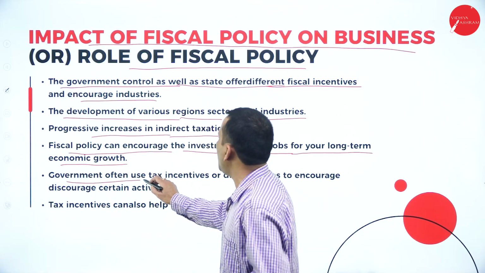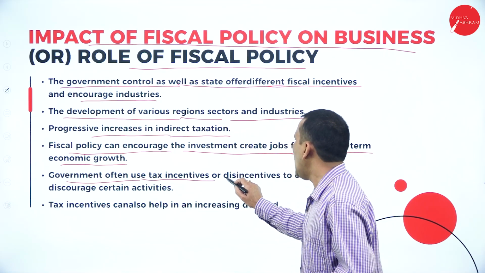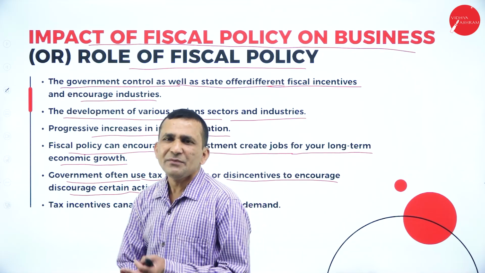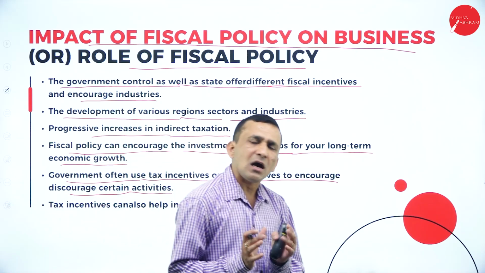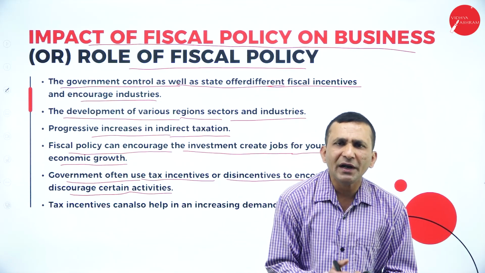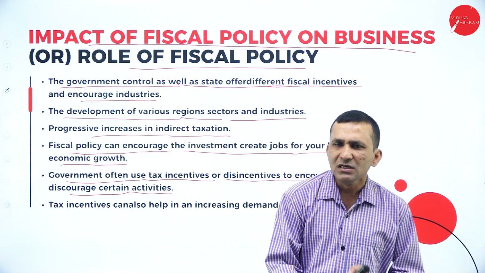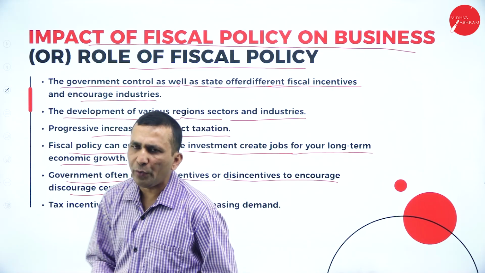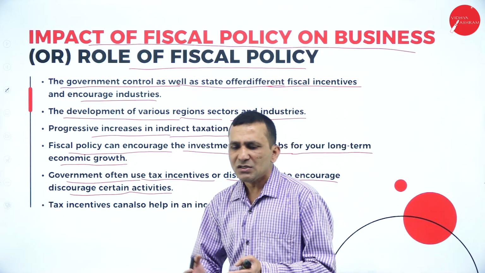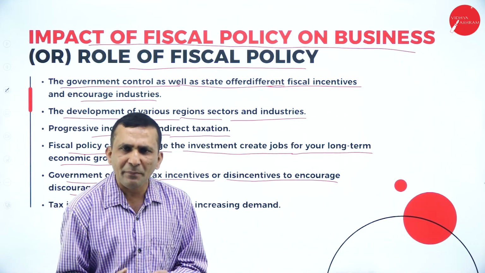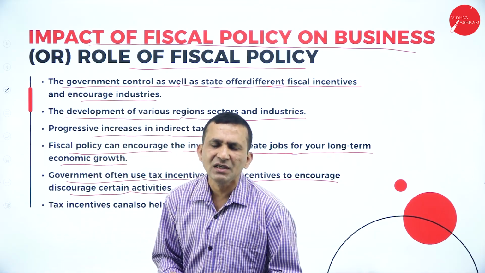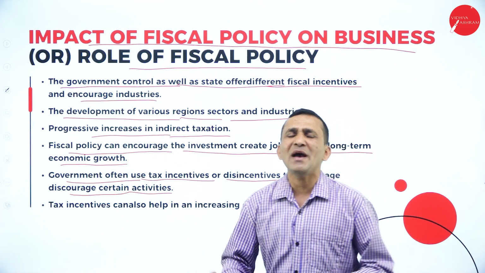The government often uses tax incentives or disincentives to encourage or discourage certain activity. For a few activities, the government wants to take complete control, whenever there is a scarcity of a product. The best example is the COVID-19 time, when we had a shortage of masks and oxygen. The government provided more benefit to those who took steps to go for manufacturing, and they got a subsidy.